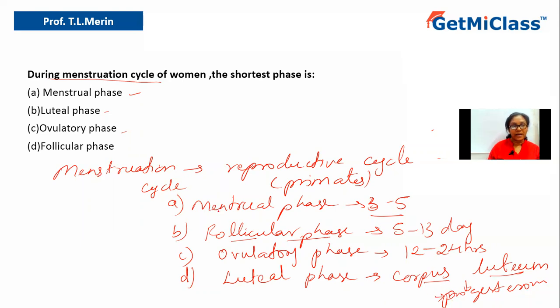So we saw that the shortest phase, as asked in the question, is the ovulatory phase, because it is just 12 to 24 hours. Option A, menstrual phase, is ruled out because it is about 3 to 5 days. The luteal phase is the last stage, and it will also stay for a few days, hence it is ruled out. Option C says ovulatory phase, which is in hours, so this is the shortest phase. Option D says follicular phase, which is about 5 to 13 days, so that is also ruled out. The correct option is the ovulatory phase, the shortest phase.